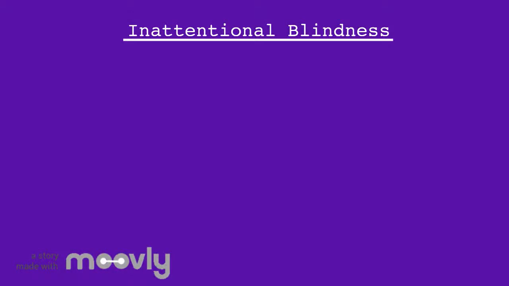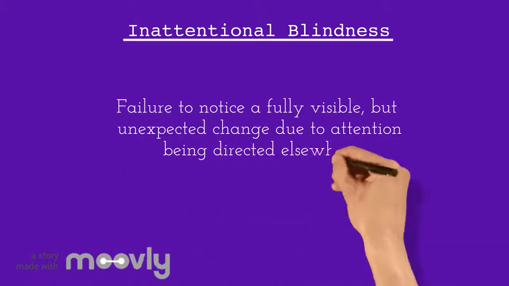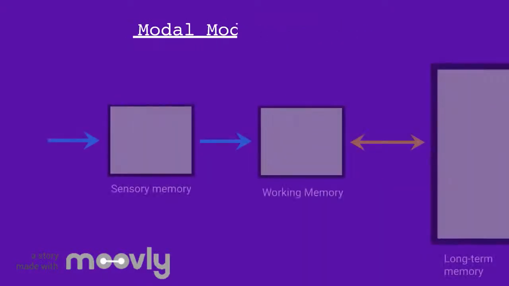This is an example of inattentional blindness or change blindness, the failure to notice a fully visible but unexpected change due to attention being directed elsewhere. Inattentional blindness, and other phenomena like it, demonstrate the importance of attention in shaping our perceptions. One way to think about attention is by using the modal model of memory.